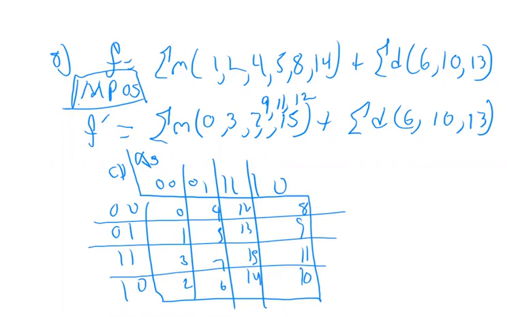So now I can fill in 0, 3, 7, 9, 11, 12, and 15. And then for my don't cares, I can put in 6, 10, and 13. And then for my zeros, I can fill those in. And so I should have zeros on 1, 2, 4, 5, 8, and 14. That looks right.